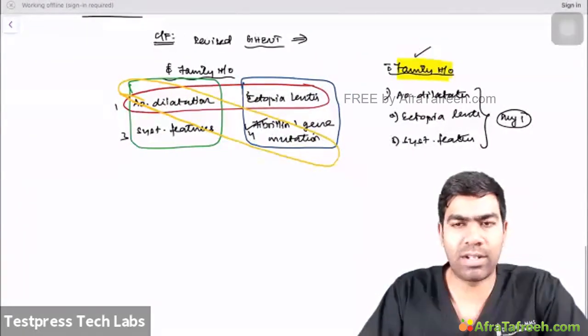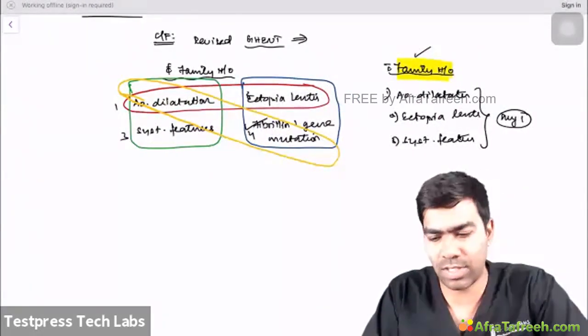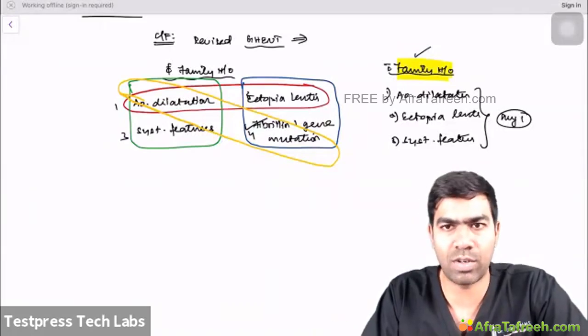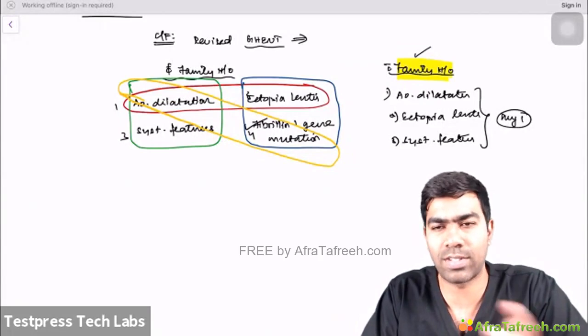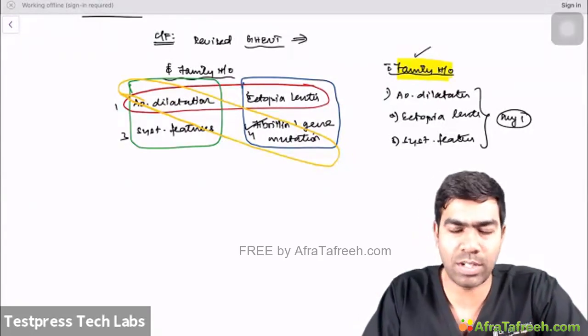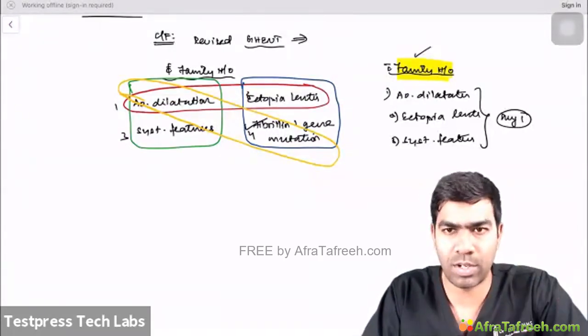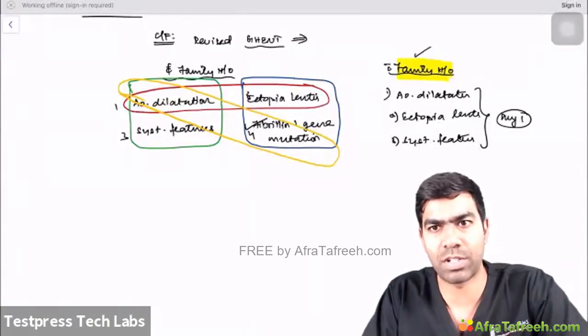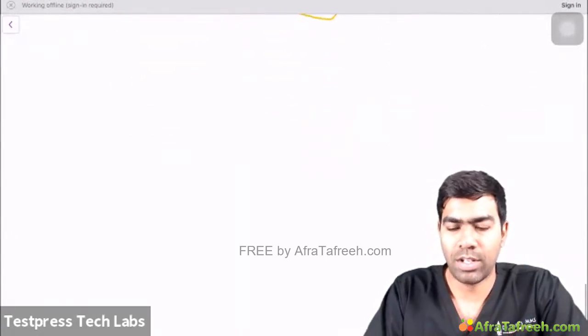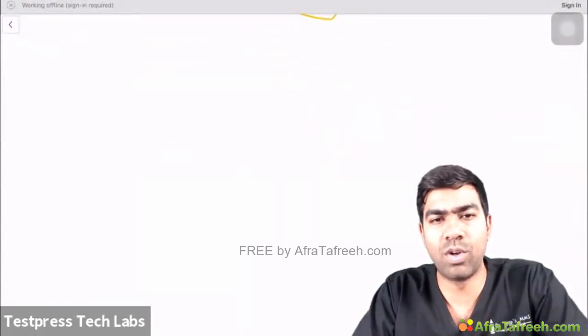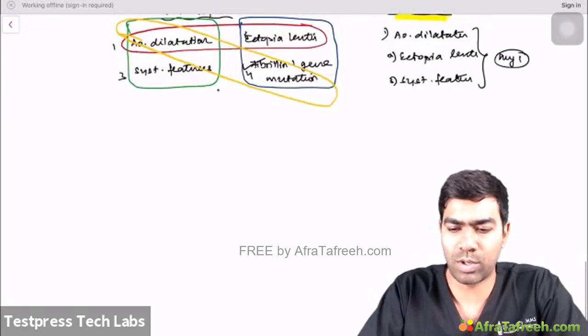So the entire revised Ghent criteria is actually based on these features only. Without family history, with family history. Without family history means what are the ways to diagnose? Aortic root dilatation with ectopia lentis, aortic root dilatation with systemic features, ectopia lentis with fibrillin gene mutation, or aortic root dilatation with fibrillin 1 gene mutation. This is how you diagnose Marfan syndrome based on revised Ghent criteria in a patient who does not have a family history. So now, we know how the lens is going to be dislocated.